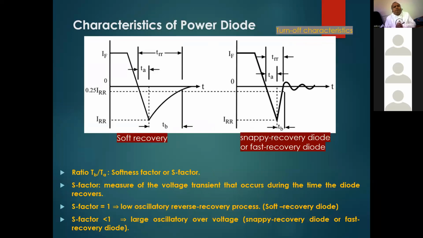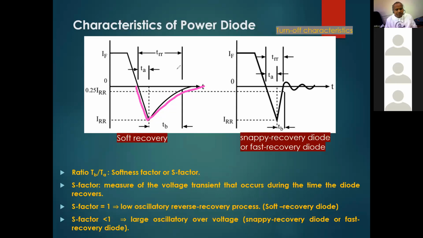There are two types of characteristics that are called the softness factor. If you see here, there are two characteristics: soft recovery and snappy or fast recovery. This soft recovery depends on which semiconductor material they use and what company. Even if you purchase two diodes from the same company with the same rating, you cannot get the same characteristics.